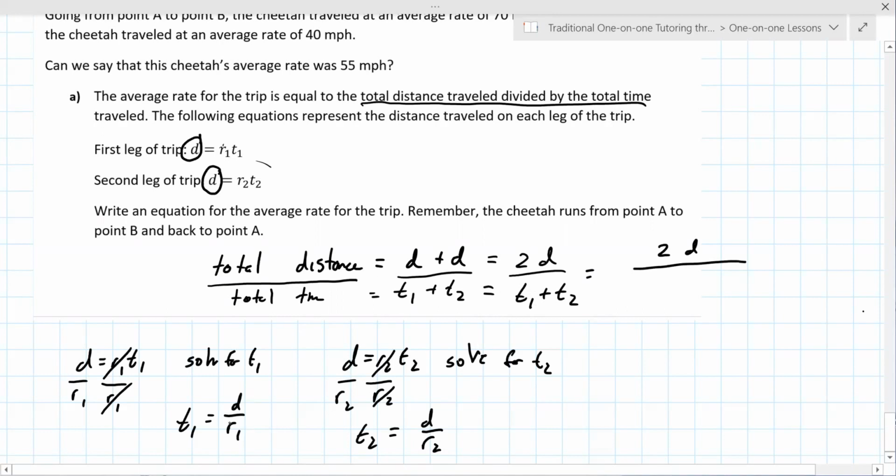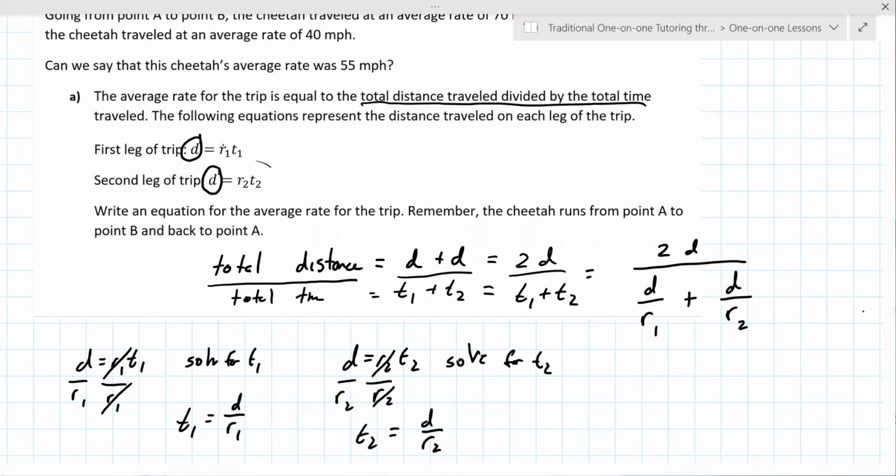Instead of T1, D divided by R1, plus, instead of T2, we can put in D divided by R2. Now these are the same. This one on the left and this one right there, exactly the same. But this one's in terms of time. This one is not. There's no time in this other problem here.